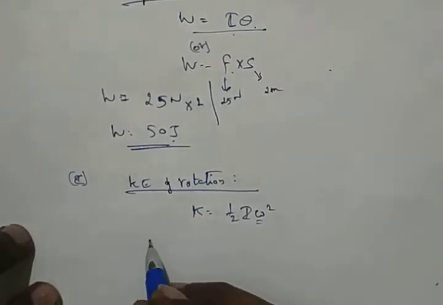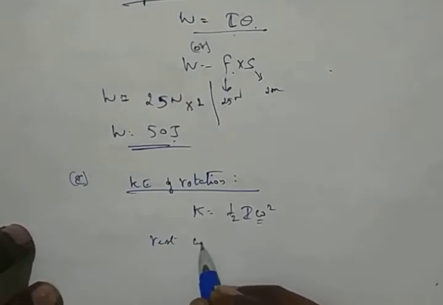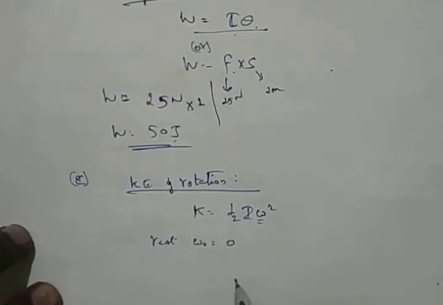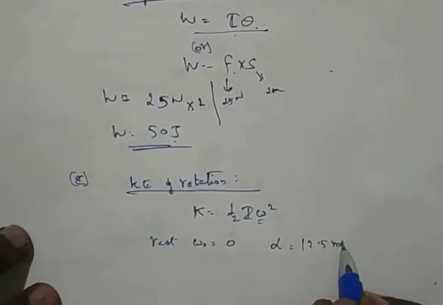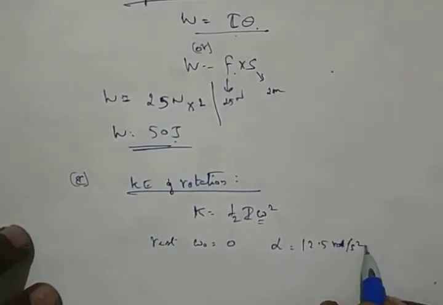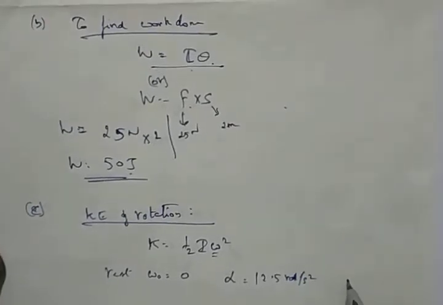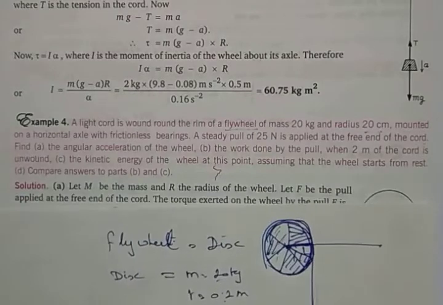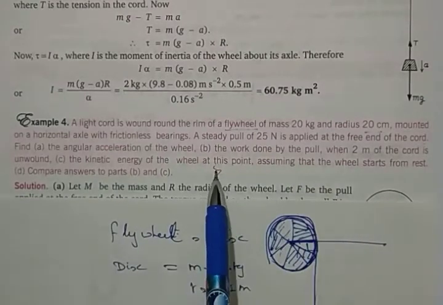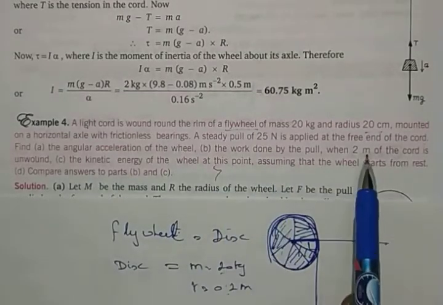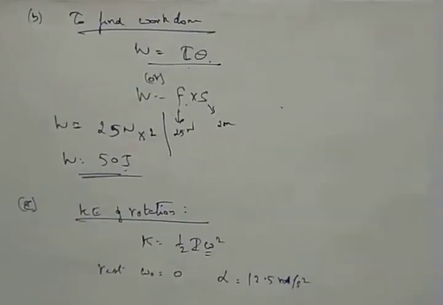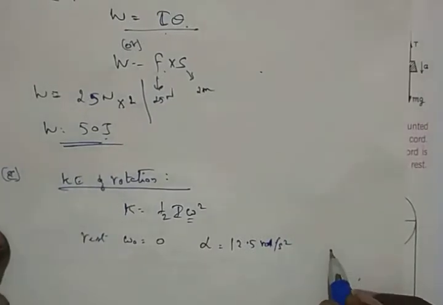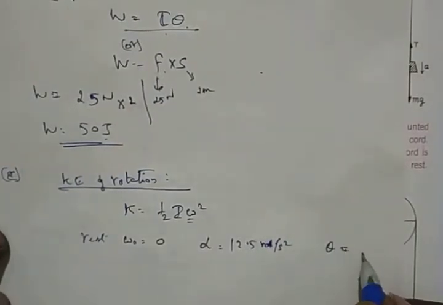It starts from rest, so omega naught is 0. Alpha is 12.5 radians per second square. And what is the time taken? Okay, there's no time taken here. It's okay. When there is no time taken, you can easily find it with the theta value. You need to find out the theta value.